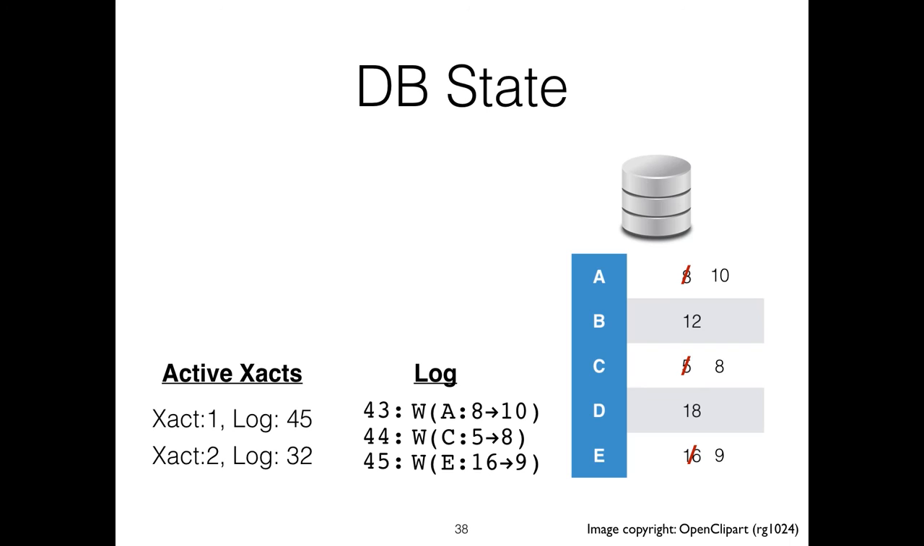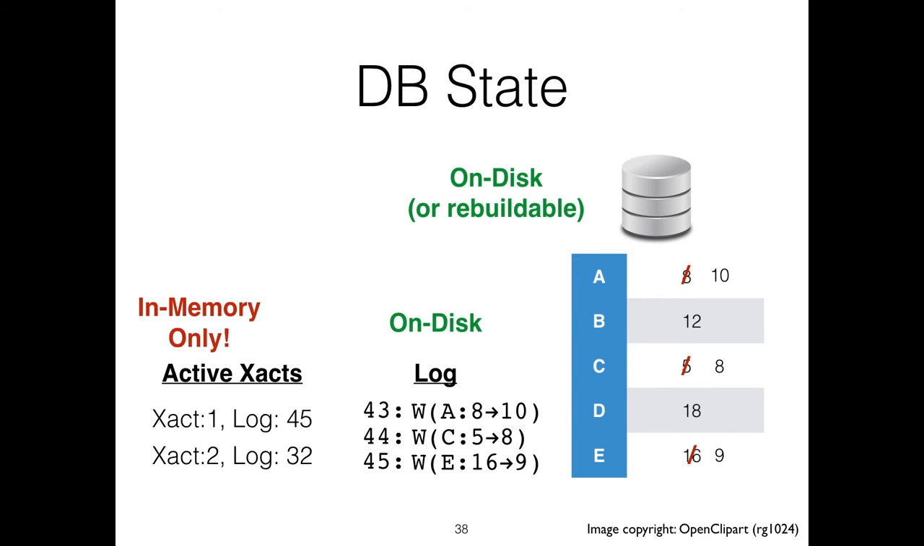Now, in order to do that, we need to keep track of a few pieces of information. As I've already mentioned, for undo logging, we actually already need a couple of pieces. So we need to have the log, we need to have the actual database on disk, and we need to have this table of active transactions in memory. So where do each of these live? The database obviously already lives on disk, the log already lives on disk.